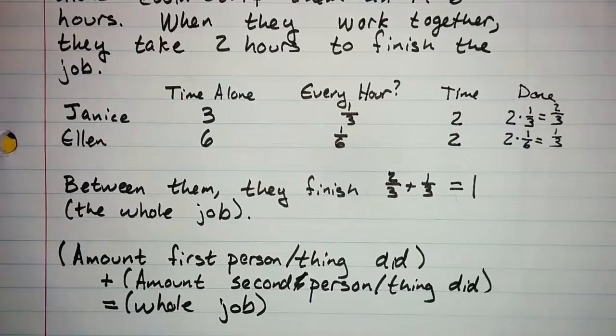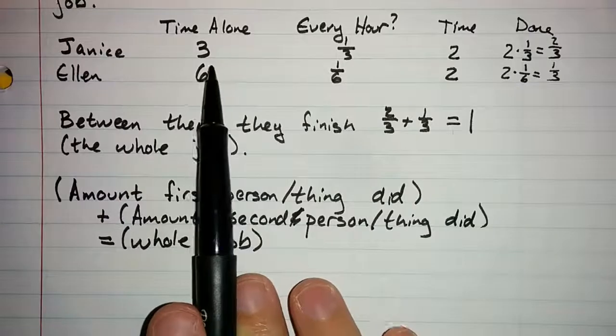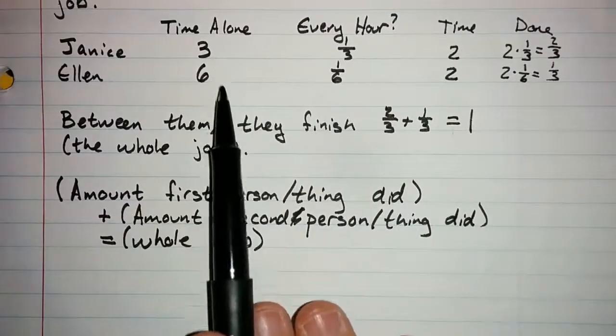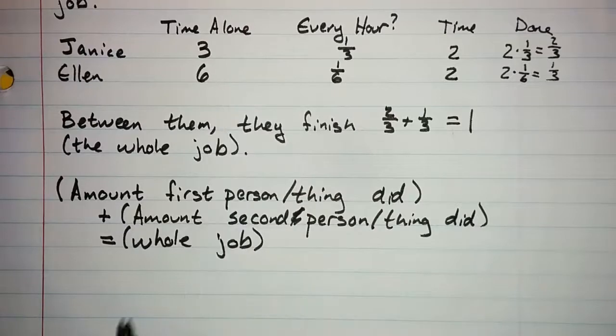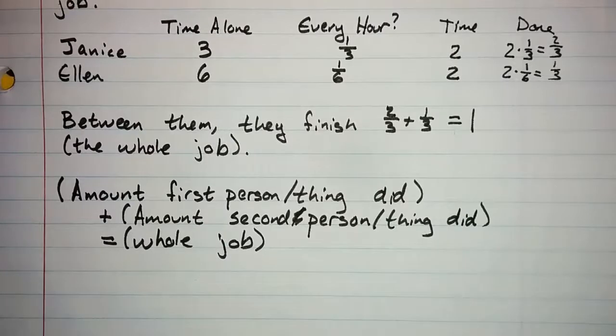We will always set one of these up as the amount that the first person or thing did plus the amount that the second person or thing did, giving us the whole job. And now the key thing to remember is whoever's faster does more work. They are not sharing the job evenly. They're working for the same amount of time, so the faster person does more work.